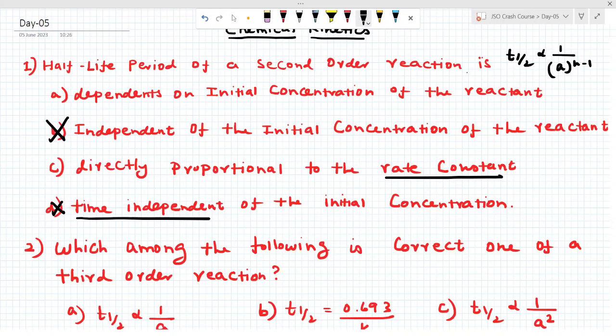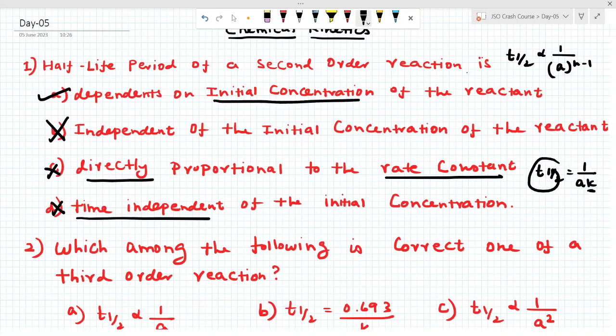Now what is the formula of t half for the second order reaction? Please note it: t half is equal to 1 by a k. So t half and k are inversely proportional, but they said directly, so this is wrong. Now what is the answer? It depends upon the initial concentration, inversely proportional to the concentration. In second order, both the concentration and the rate constant are inversely proportional, but they said directly proportional, so that point is wrong. The first question's answer: it depends upon the initial concentration of the reactant.